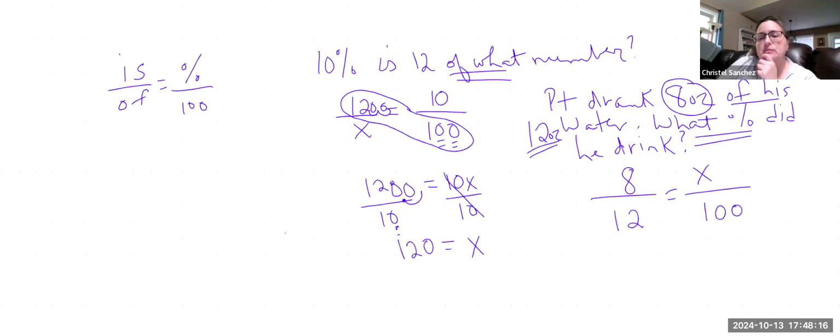So our percentage, we know we don't have it because it says what is. It says of his 12-ounce, so that's going to be our of. And then the only thing else left is that 8-ounce. Okay. So 12 times x is 12x. 8 times 100 is what? 800.